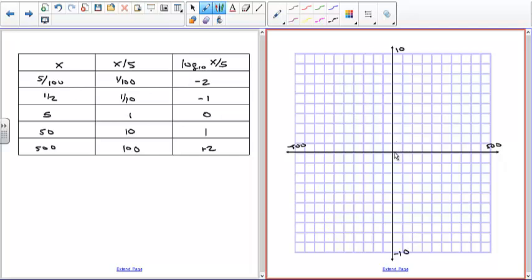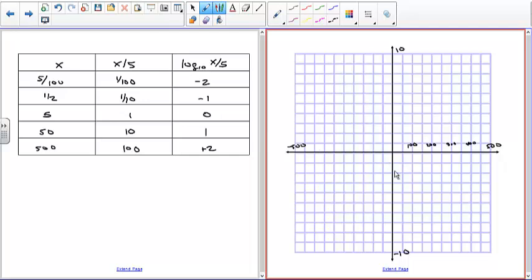So 5/100 and -2 comes down here. It's really close to the y-axis. Here I have a half, except that's not a half. So if you remember the scale here, this is going to be 50. How much? 50, 100, 150, 200. Yeah. So this is 50, this is 100, 150. So this would be 100, this would be 200, this would be 300, 400.